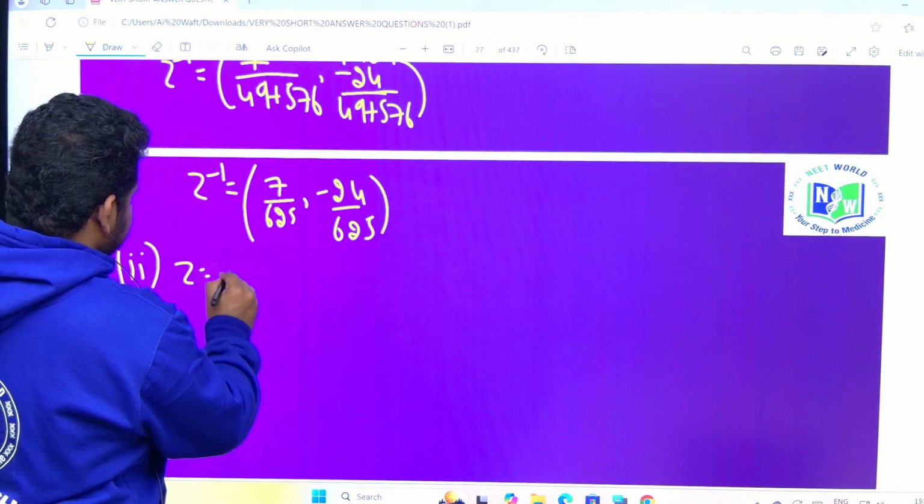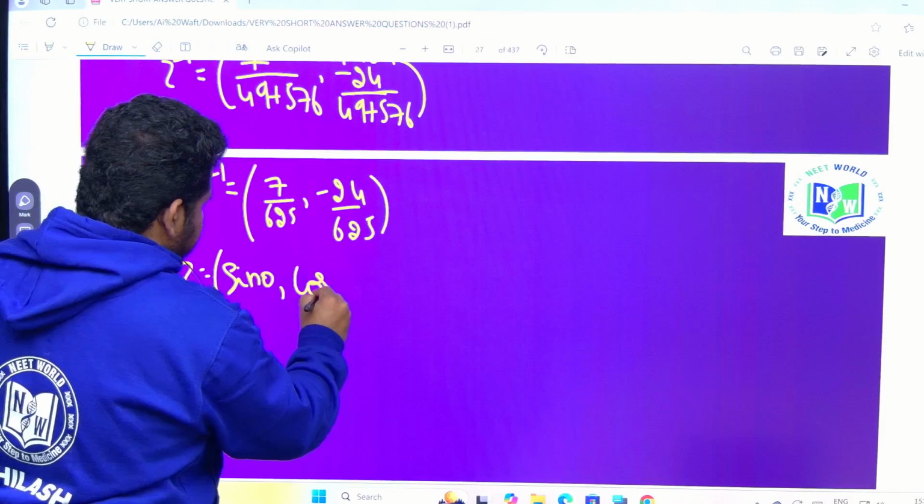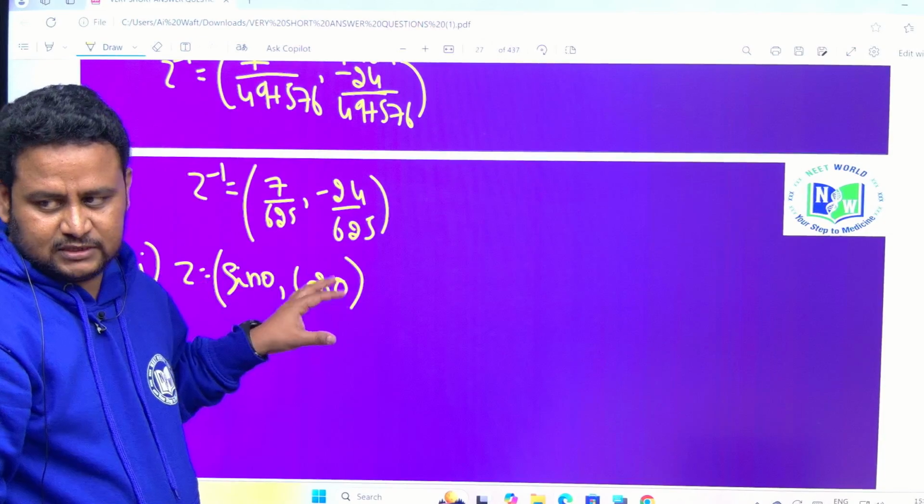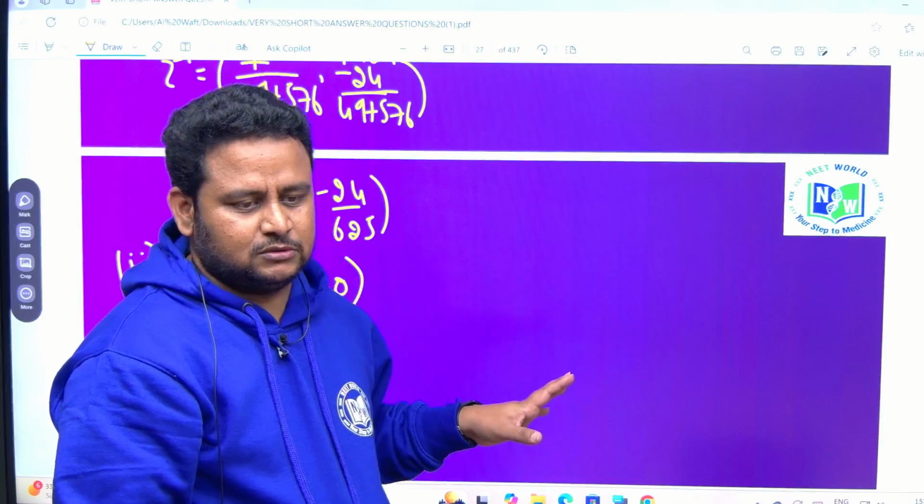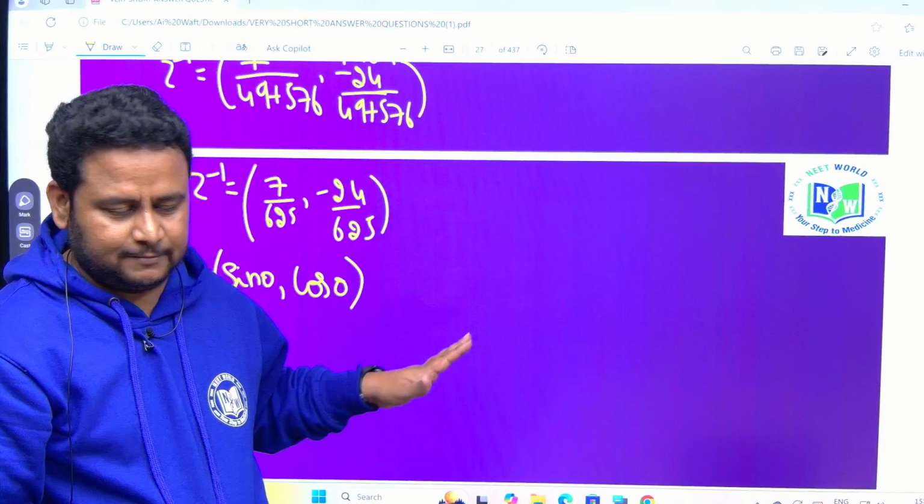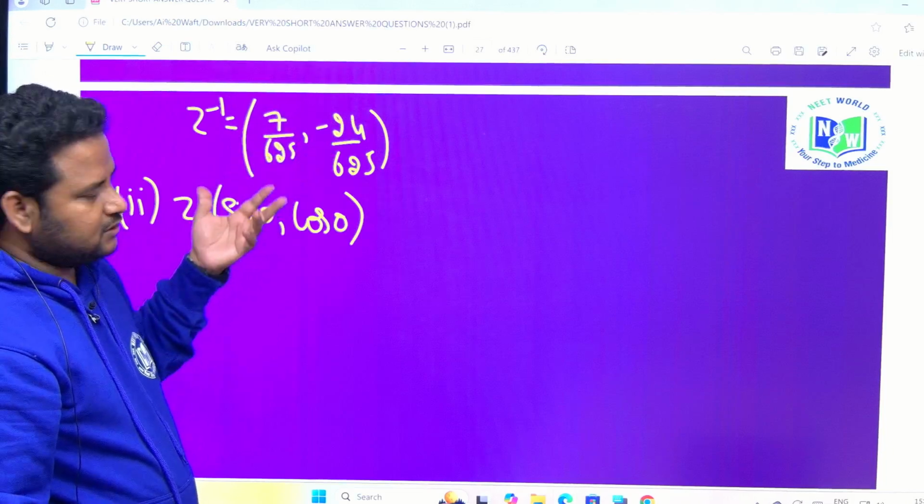Here Z is given, and whenever they give the question, don't solve it directly. First write the formula. Even if it takes 30 seconds, no problem, just write down the formula. When you have written the formula for the first sub question, no need to write it here.